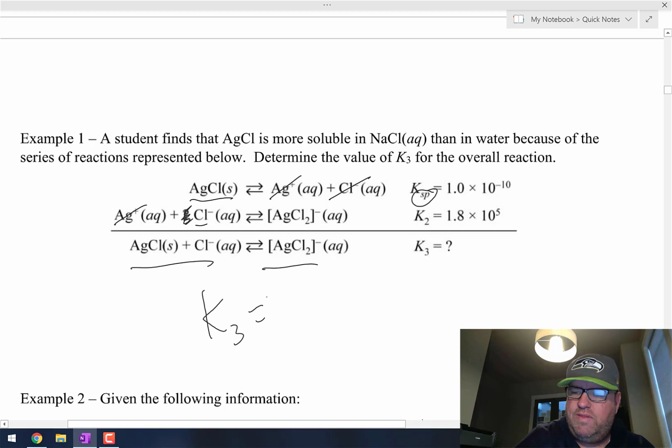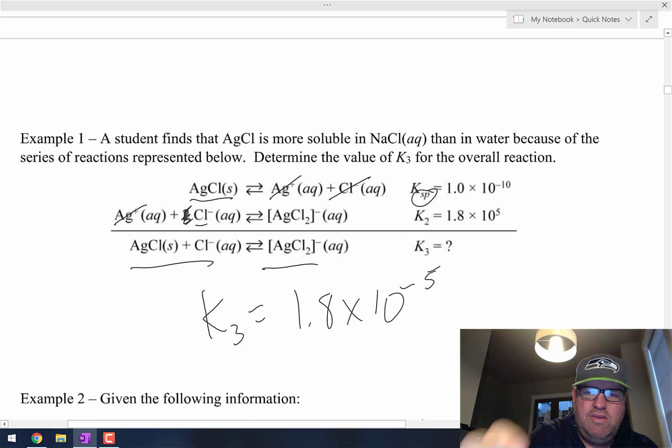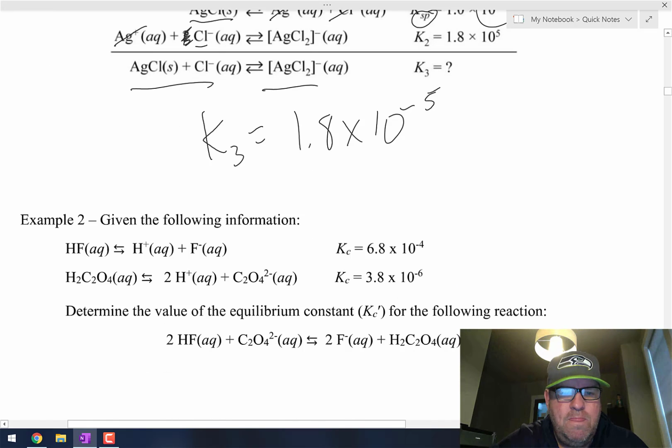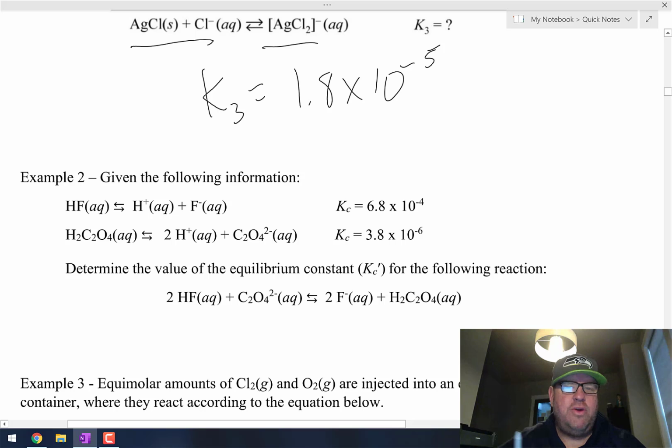So K3 in this case is just going to be 1 times 10 to the negative 10th times 1.8 times 10 to the 5th, which is equal to 1.8 times 10 to the negative 5th. No, sorry, is that negative? Yeah, to the negative 5th, sorry. Yes, absolutely to the negative 5th. That's to the negative 10th. Okay? Here's another one. Two equations.